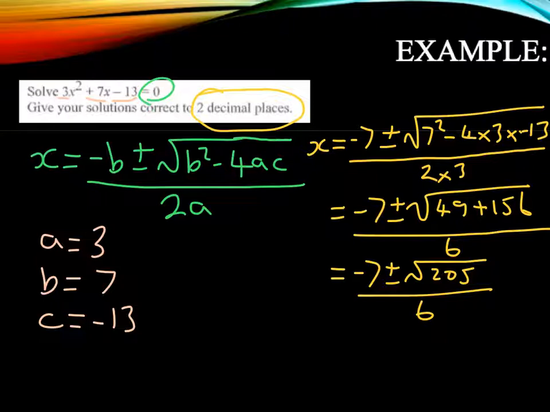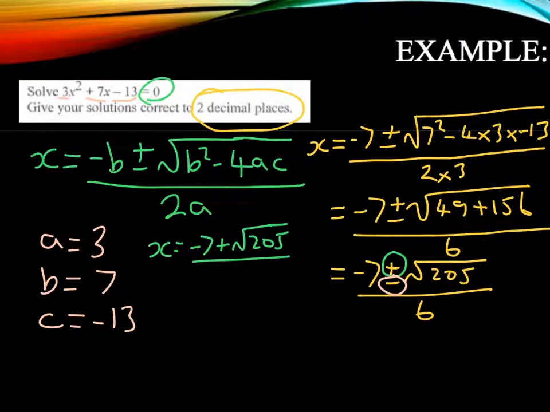Now at this point, what I'm going to do is split it out into two separate solutions. One of the solutions is going to be for my positive value here, for my plus, and the other one is going to be for the minus. So I'm going to do it in two different colours just so that you can see where the different solutions are coming from. So first of all, I've got x equals minus 7 plus root 205 over 6, and I've also got x equals minus 7 minus root 205 over 6, which is going to give me two separate answers.